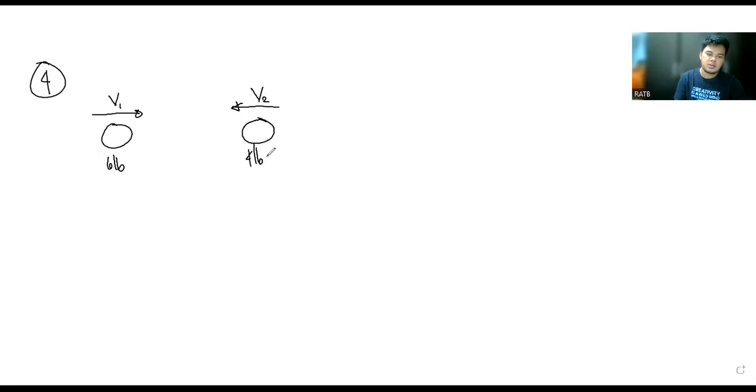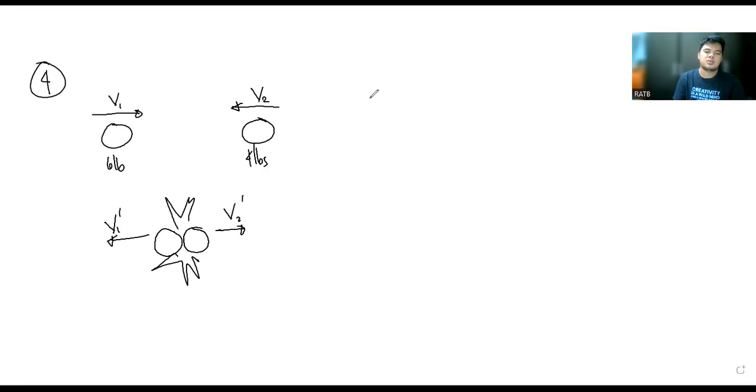Now after the balls collide, their directions are reversed. So this would be V1 prime, and of course this would be V2 prime.